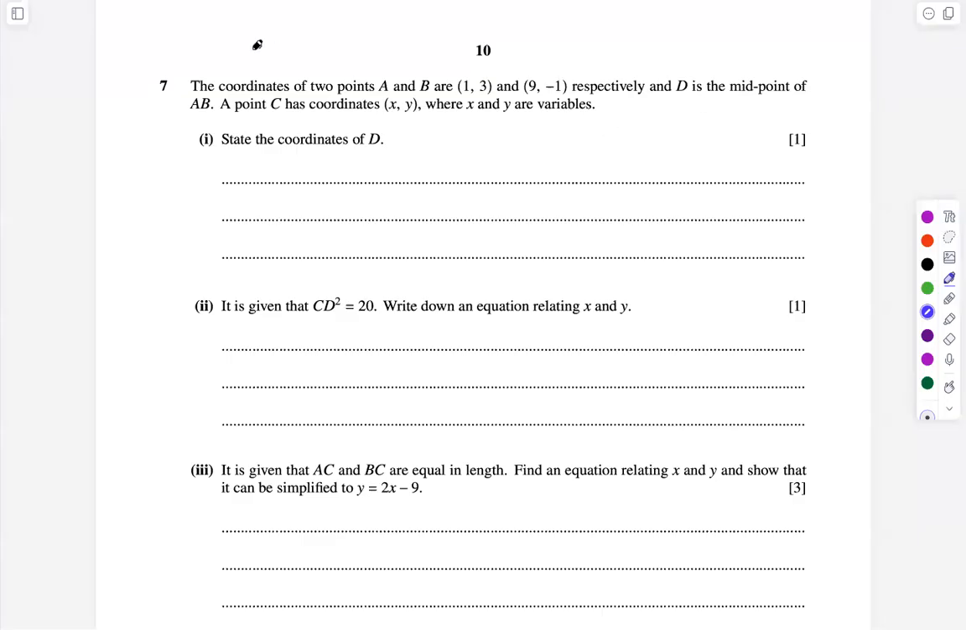Question 7. The coordinates of two points A and B are (1, 3) and (9, -1), and D is the midpoint of AB. A point C has coordinates (x, y), where x and y are variables. In part 1, we have to state the coordinates of D.